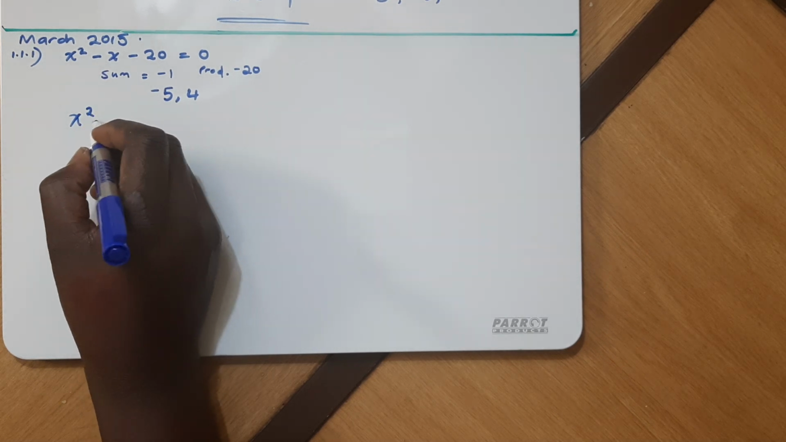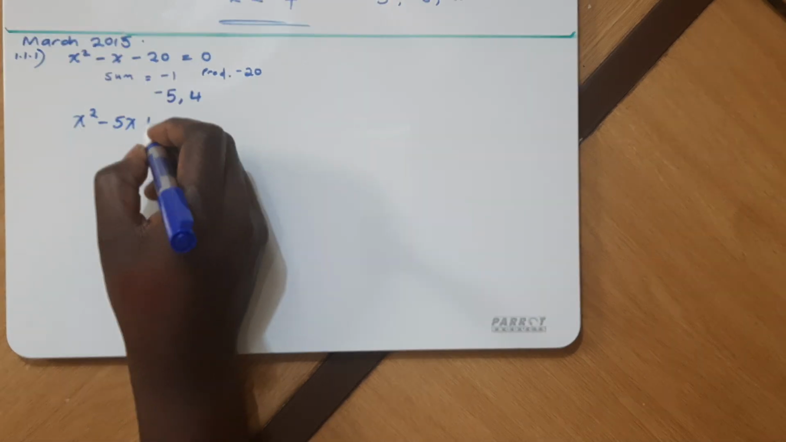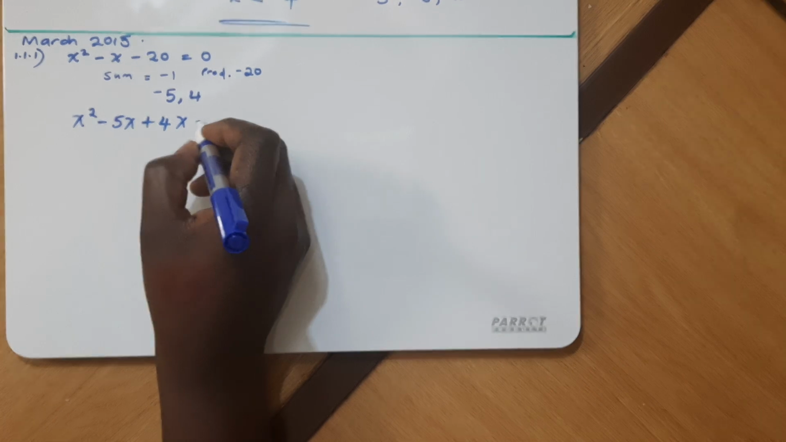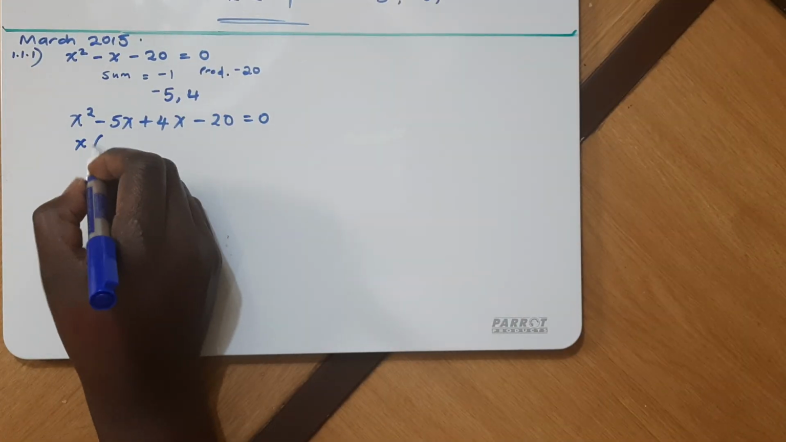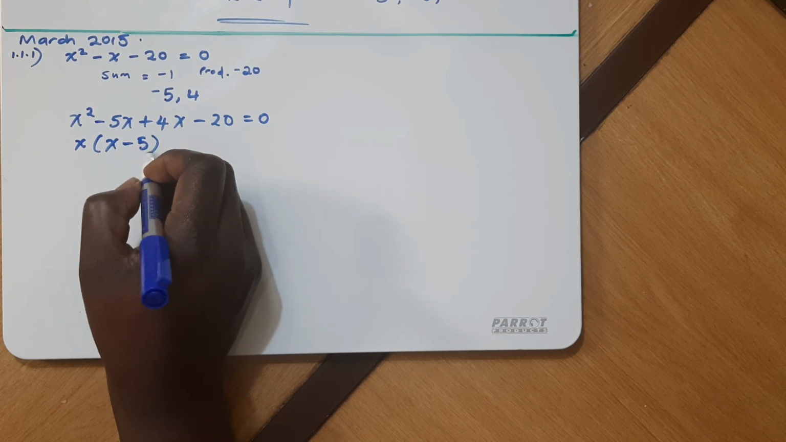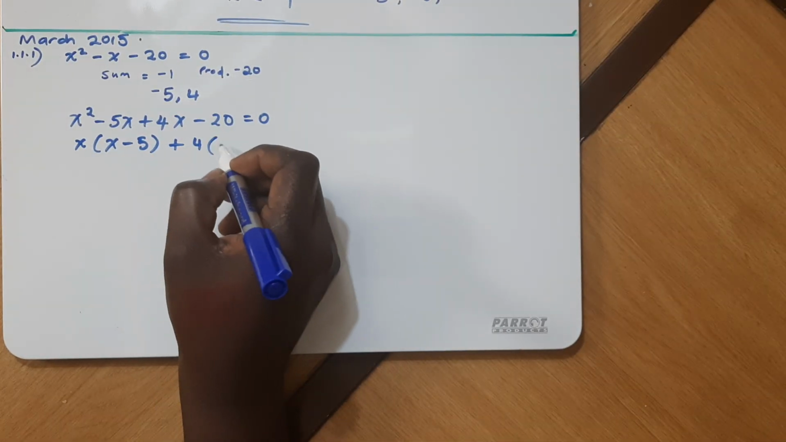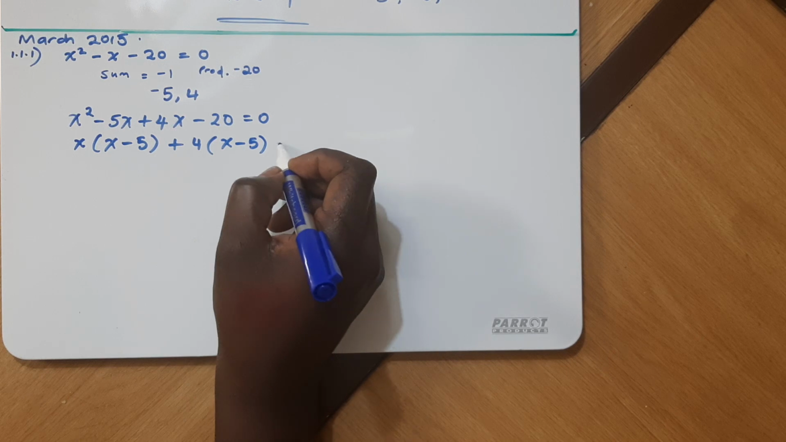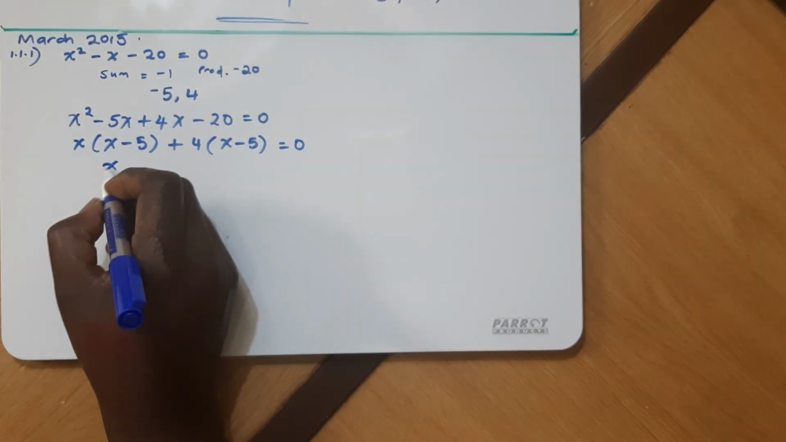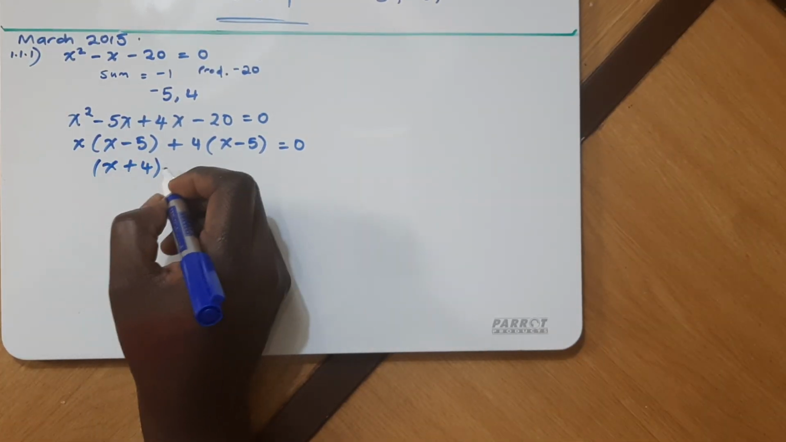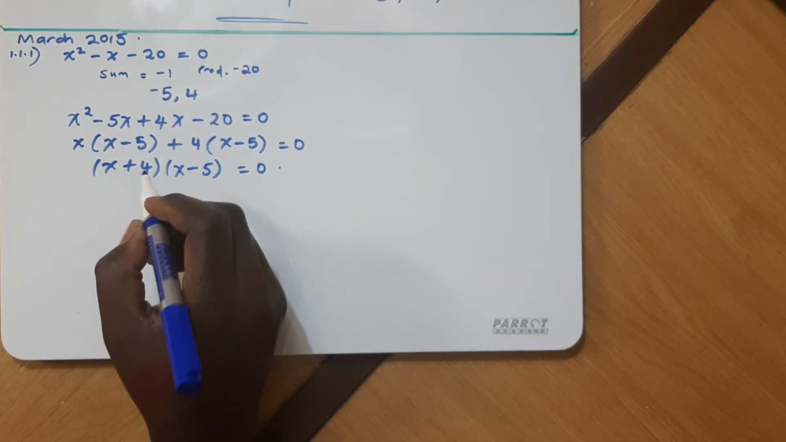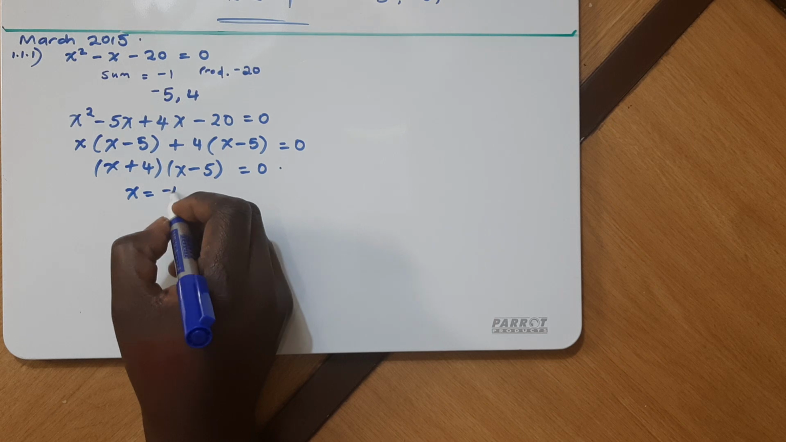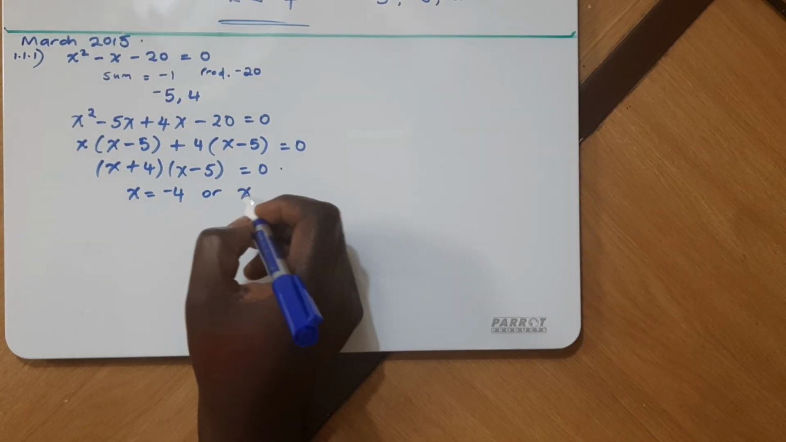So you have x squared minus 5x plus 4x minus 20 equals 0. You bring out x, you get x minus 5, plus bring out 4, you get x minus 5. So x plus 4 times x minus 5 equals 0. The answers are x is equal to minus 4 or x is equal to 5.